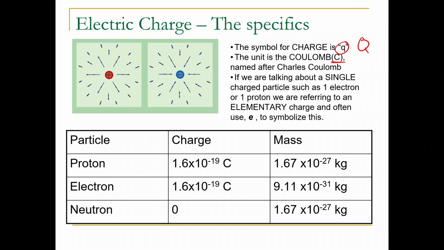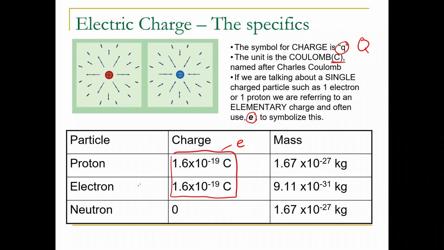Since we're assuming our charges come from protons and electrons, we sometimes use the lowercase letter e to represent an elementary charge, which is either a proton or an electron. This value, 1.6 times 10 to the negative 19th coulombs, is the value of e, and that's a lowercase e. That value is provided for you on your formula sheet, so you don't have to memorize it. It is a very, very small value. So a proton or electron has a very tiny amount of charge.